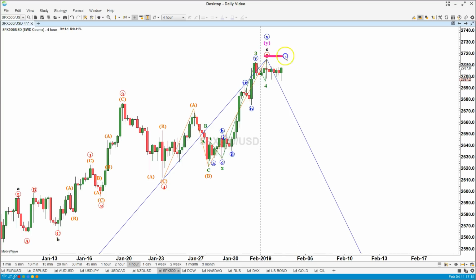If the price makes the higher high, of course, without moving below this low, then we just move a little bit more. The wave X could be the scenario on the weekly chart where the S&P makes the failed breakout of the resistance area. So let's be careful there.